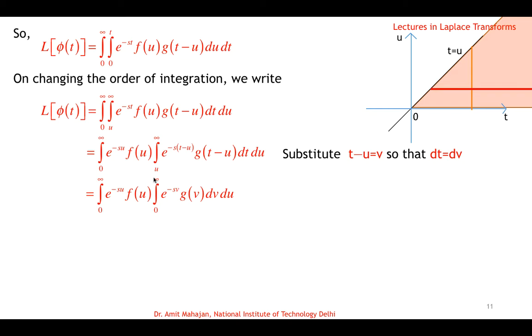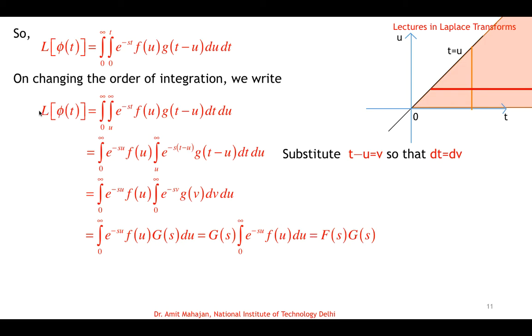Now this inner integral, if you look at it, is nothing but the Laplace transform of the g function: the integral from 0 to infinity of e to the power minus sv g(v) dv. It is the Laplace of g, which we can write as G(s). Because G(s) has nothing to do with the outer integral, it goes outside. The integration is with respect to u, and this second integral is nothing but the Laplace of the f function, so I can write it as F(s). Because it's a simple product, the Laplace of phi is F(s) into G(s).